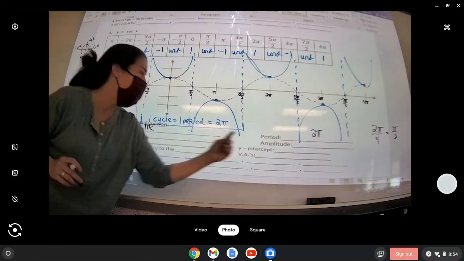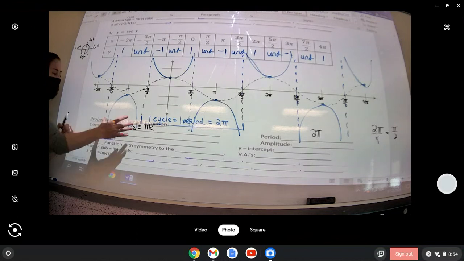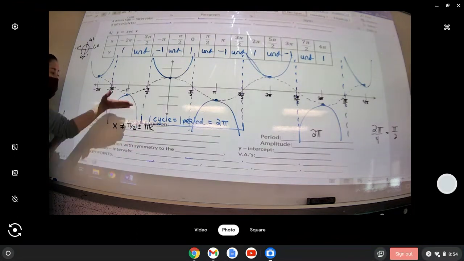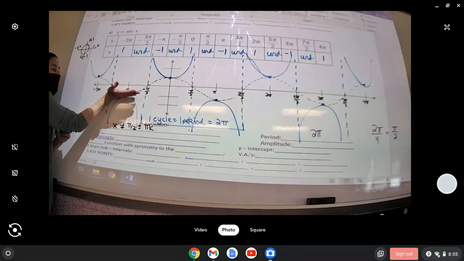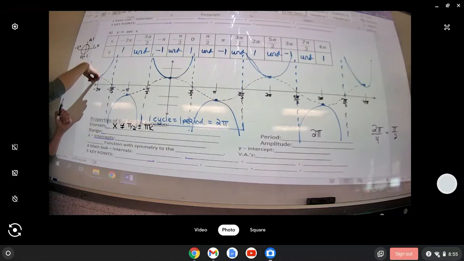The period is 2 pi. That's how many inputs it takes to create that parabola up, parabola down. The range, guys, same thing. You have all of your parabolas going down to negative infinity, but they only come up to negative 1. And then there's this huge gap where the other parabolas don't start until a y value of 1 and then shoot off to the infinity.